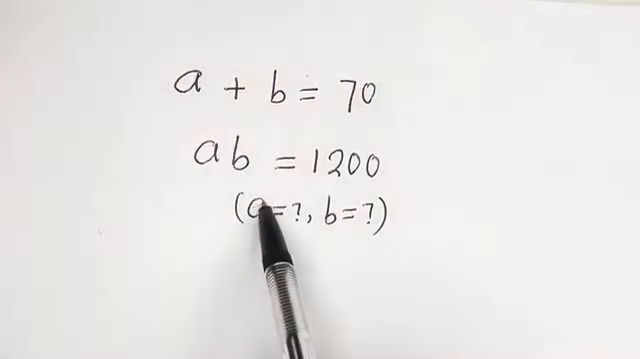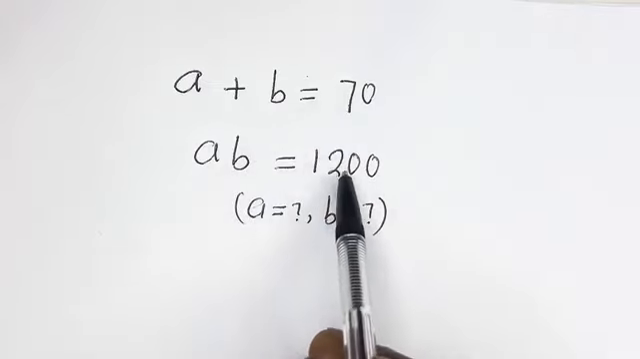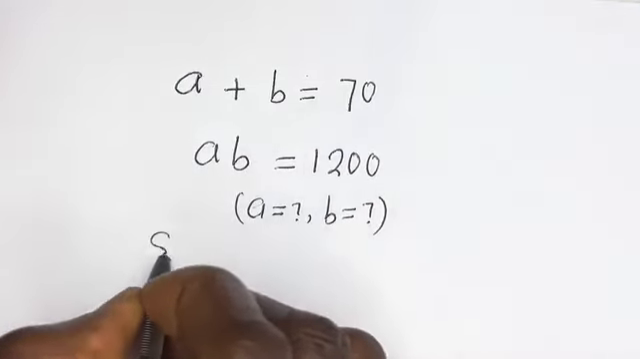Hello, how to solve for A and B in this equation? A plus B is equal to 70. AB is equal to 1200. Solution.